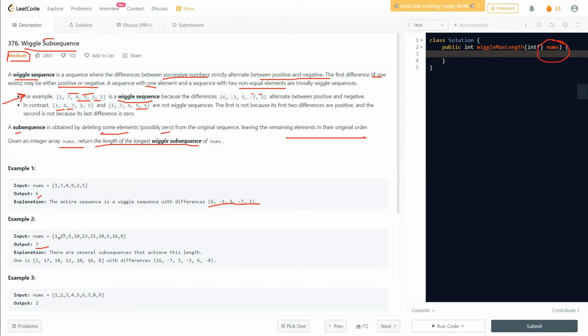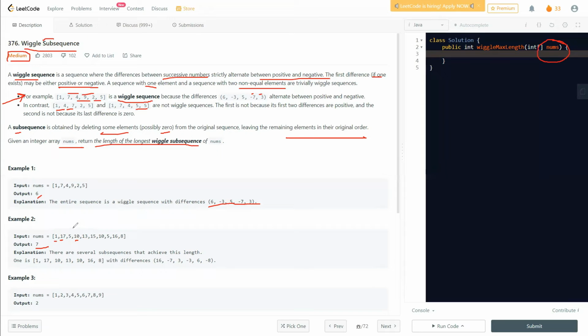1 17. So we took 1, then we took 17. 17 minus 1 is 16, a positive difference. Then 5 minus 17 will be a negative difference, right? But they're taking 17 and 10, so they're taking 10 here. 10 minus 17 is also a negative difference. But look, 5 minus 17 is a negative difference too.